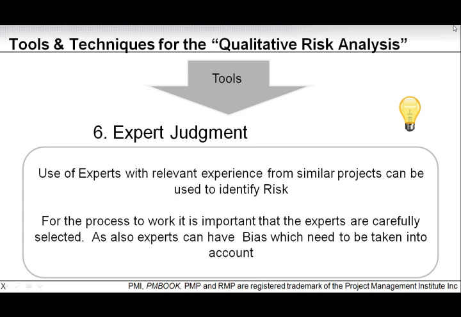But for the process to work, just as for identify risks, it is important that you select the experts carefully. It doesn't have to be the same experts from identify risks to the qualitative risk analysis. It can be different experts, but you need to select them carefully, and you need to take measures to make sure that bias is reduced or mitigated, so that it doesn't become a biased response from the expert. So you need to take bias into account.